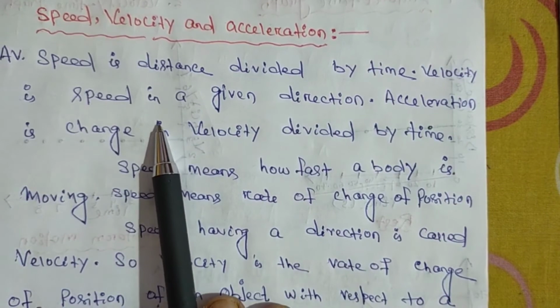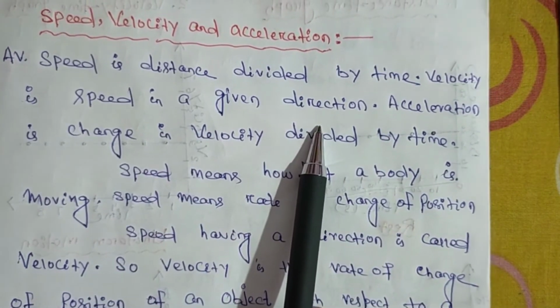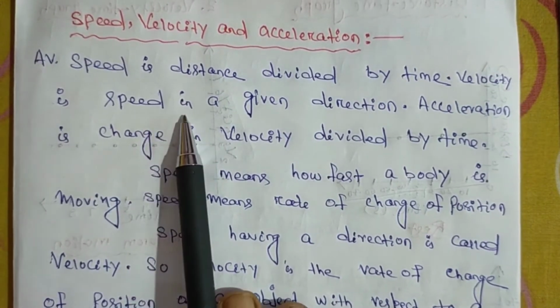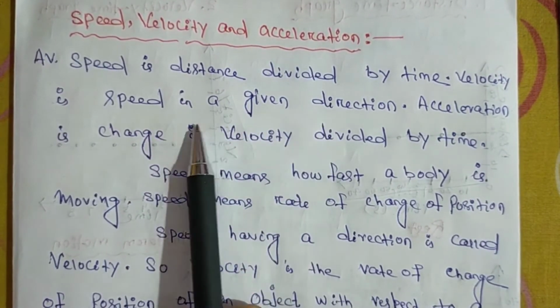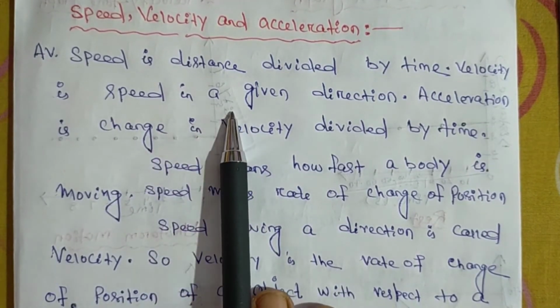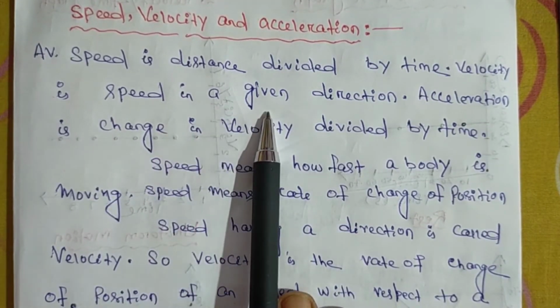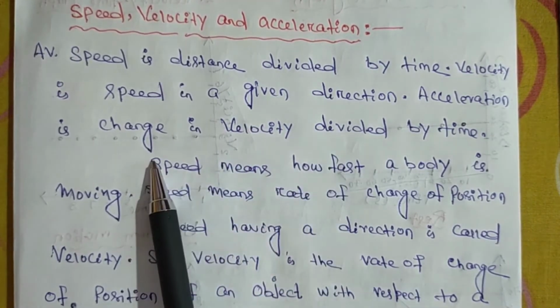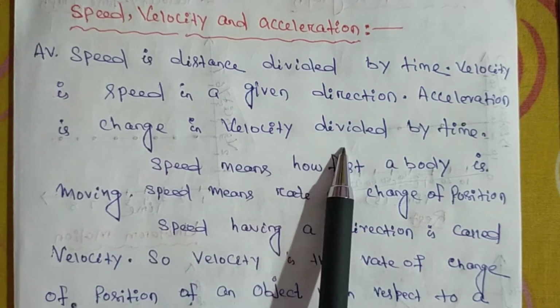Velocity is speed in a given direction. Speed is the distance divided by time. Velocity is also a speed. Velocity and speed are the same thing, but in velocity there is a specified direction. Acceleration is the change in velocity divided by time.